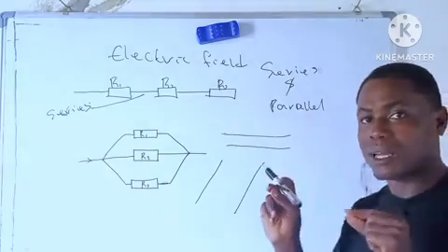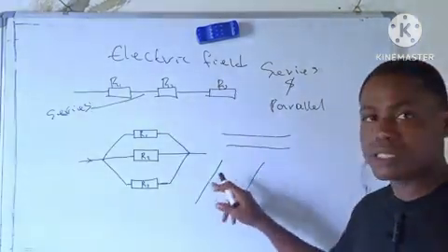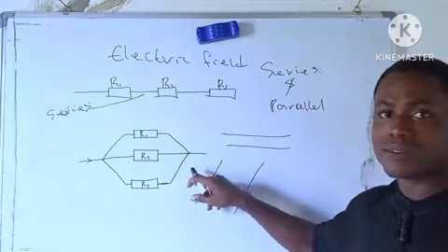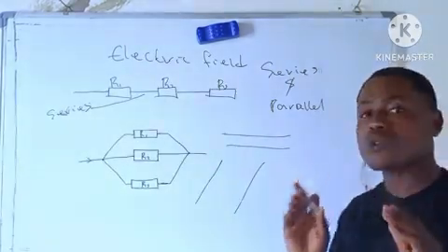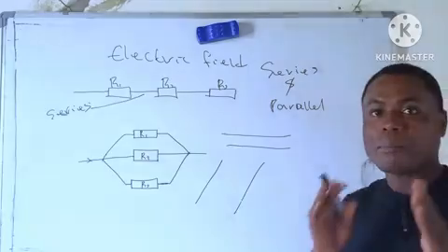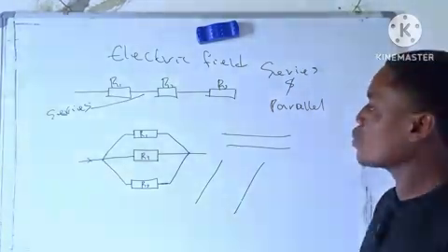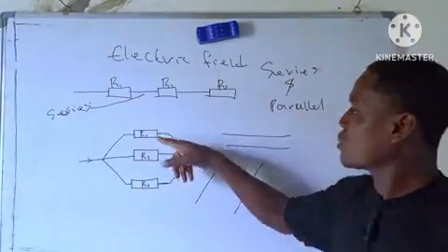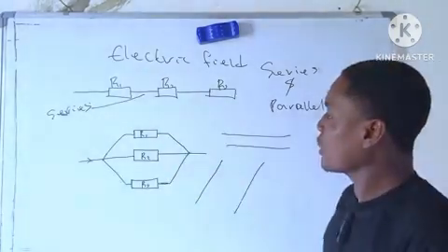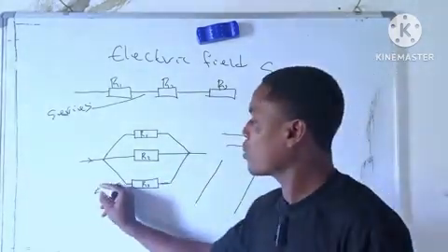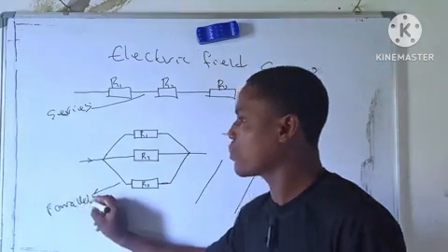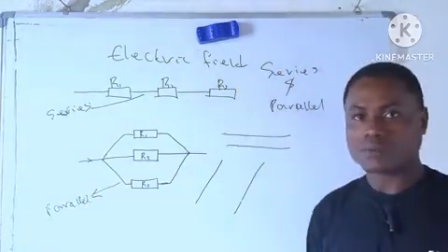They are called parallel lines. But they are in opposite direction. This one is in the right direction, while this one is in the left direction. So if you see any two lines facing each other in this form or in this form, any direction, they are parallel lines. So we have resistor 1, resistor 2, and resistor 3, meaning that this connection is in parallel connection. Parallel connection.